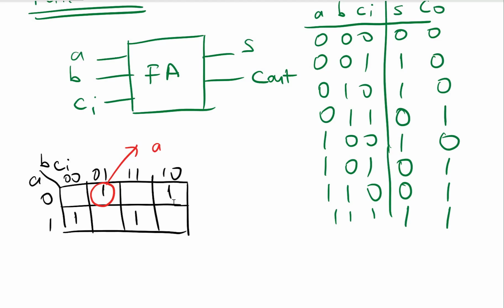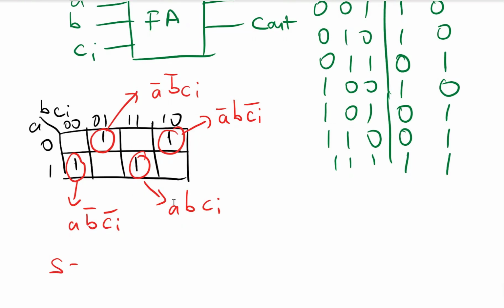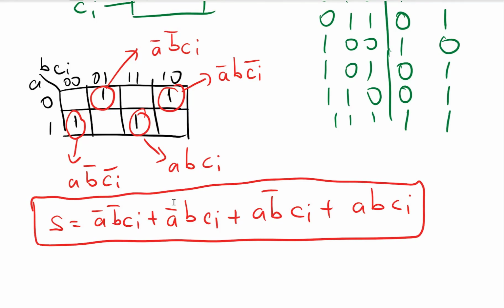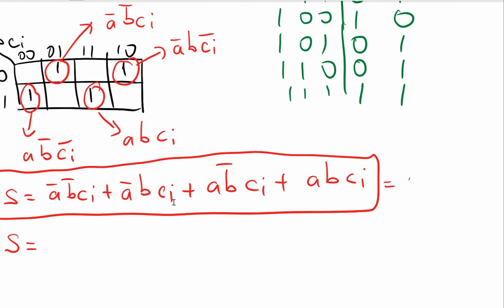So this is A naught, B naught, carry in. And this is A naught, B and carry in naught, and this is A, B naught and carry in naught, and this is A, B and carry in. I can write my sum function as A naught, B naught, carry in, or A naught, B, carry in naught, or A, B naught, carry in naught, or A, B and carry in. So this is actually sufficient. But if you write it a shorter way, this is equal to carry in XOR A XOR B.